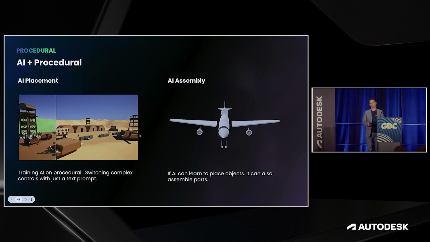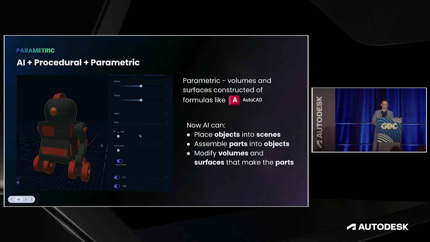But we're doing more than just AI in procedural. We're also doing it parametrically. So parametric means that the volumes and the 3D surfaces that construct the shape are made out of formulas and parameters, a lot like AutoCAD. Although we're not using CAD, we're using a different parametric format.